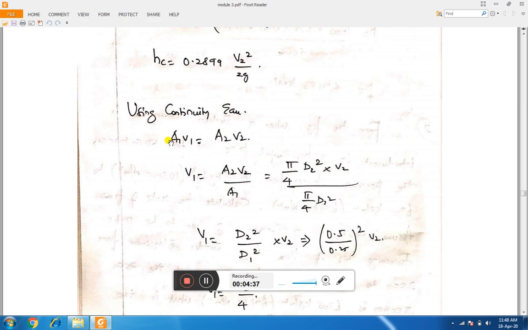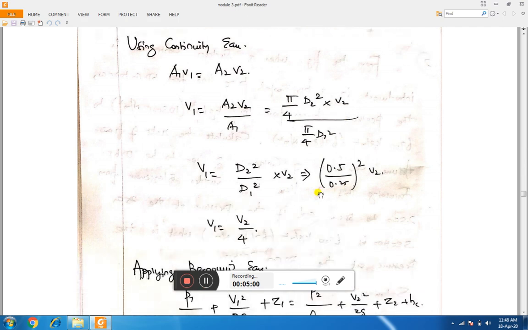Now using the continuity equation, A1 V1 equal to A2 V2. This is for the first part of the problem, keep it in mind. We have not touched the second part of the problem, which is sections 3 and 4. So A1 V1 equal to A2 V2. Simplifying this, V1 equal to A2 V2 by A1. A2 equal to pi by 4 d square, and pi by 4 gets cancelled. So V1 equals (d2 by d1) whole square into V2. Here d1 is the bigger diameter and d2 is the smaller diameter, so whole square into V2. So V1 is equal to V2 by 4. This is V1 in terms of V2.